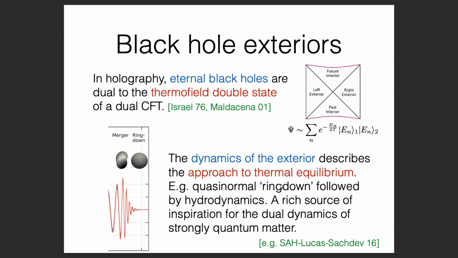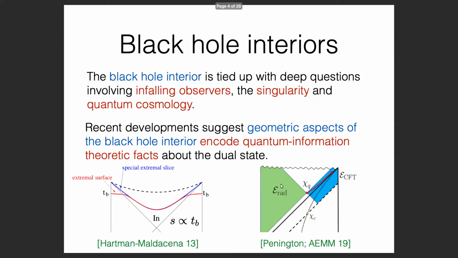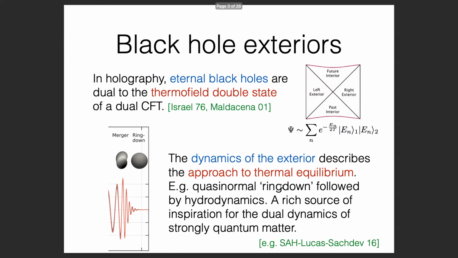So today I'm going to talk about the inside. Okay. The inside is tied up with lots of deep questions about an infalling observer. If you ask from this dual field theory point of view, if you wait infinitely long at the boundary, you still only ever see what's outside the black hole. And so what is the interpretation in the dual field theory, which is supposedly a complete description, of someone that falls through the horizon, an infalling observer?